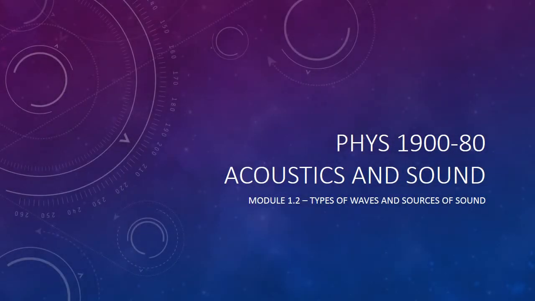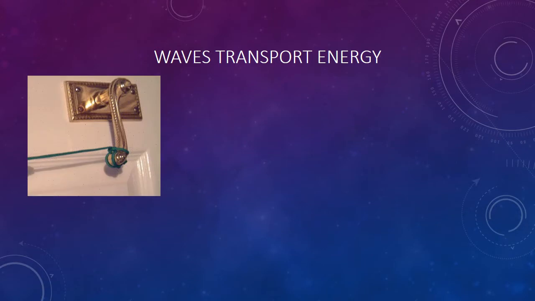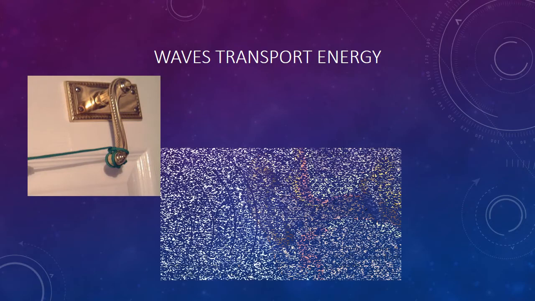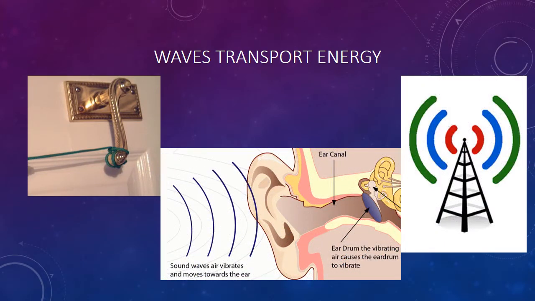Module 1.2 Types of Waves and Sources of Sound. Waves transport energy. With this energy transport, waves can do work or transmit information. A wave in a rope can move a handle. A sound wave can move an eardrum. A radio wave can transmit a signal from one place to another.